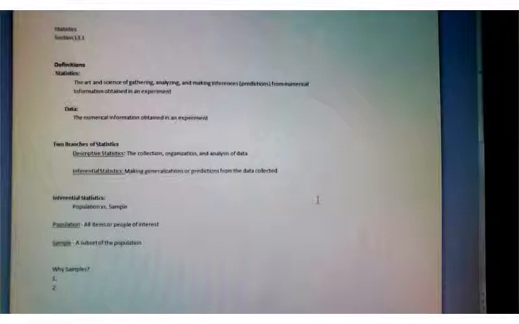Technically, there are two branches of statistics. We have both descriptive and inferential. Descriptive is just the collection and the organization of the data, and inferential is, as it states, just making those generalizations or those inferences or predictions from the data.